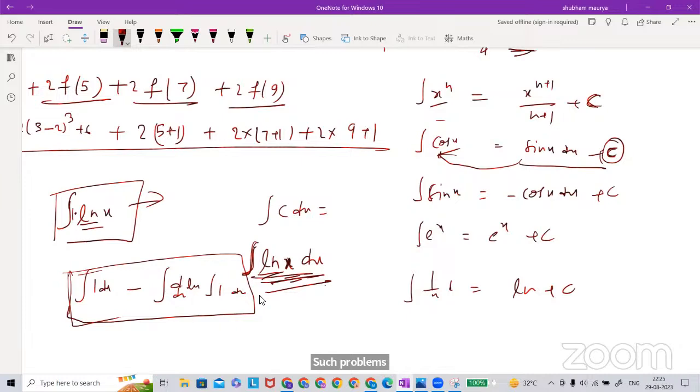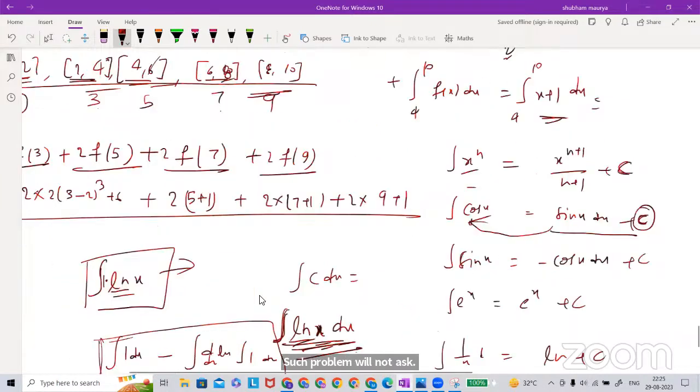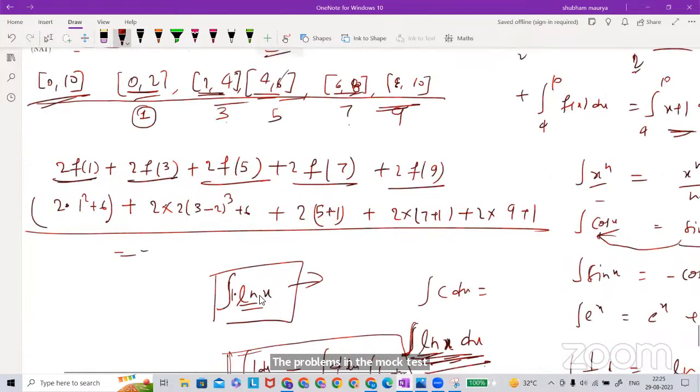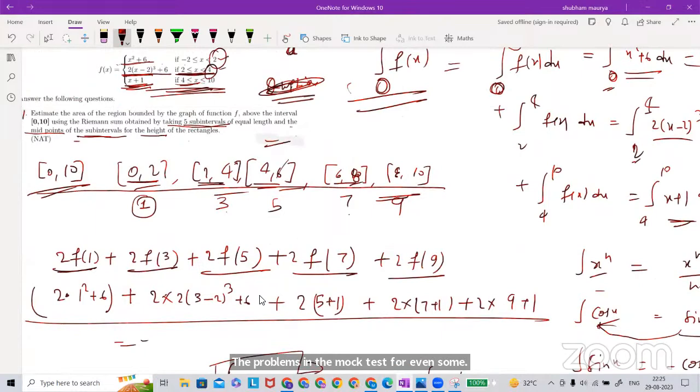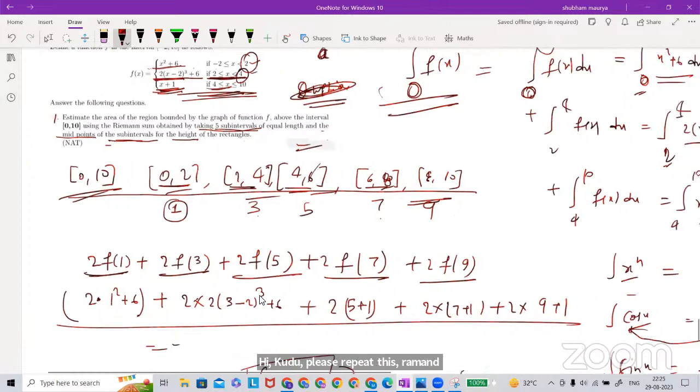The problems in the mock test. In the Riemann mock problem I'm just skipping, and I chose this one because the mock has some deadline. On 31st we can discuss, once the solution is also released. Tomorrow is the last date. Could you please explain these Riemann sums step by step? Sir, the answers are already given in the portal, like activity questions. Okay, we'll discuss that.